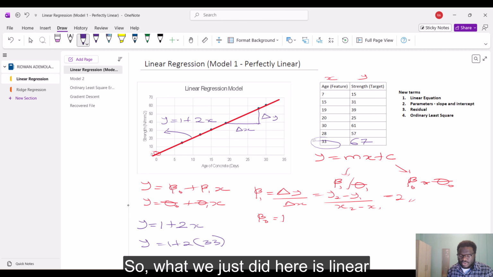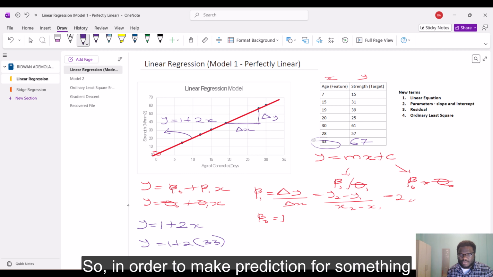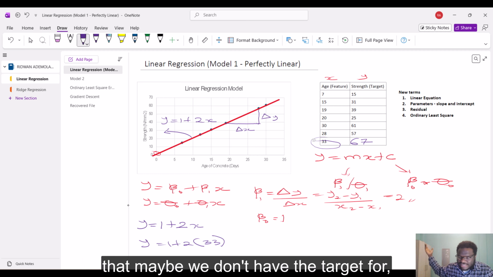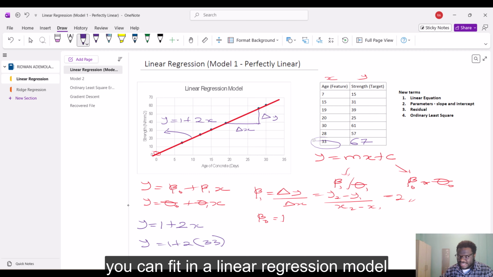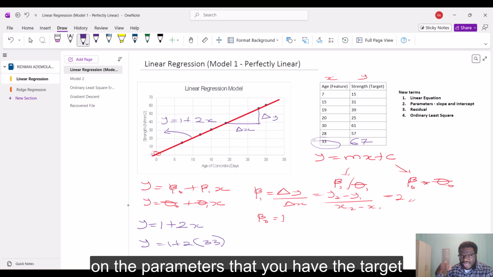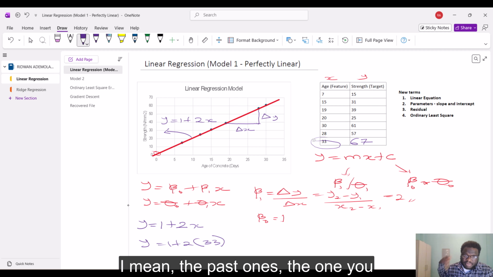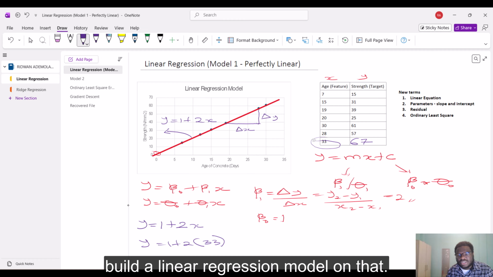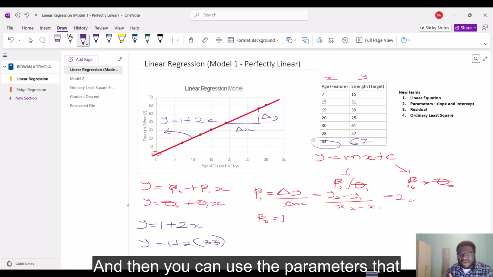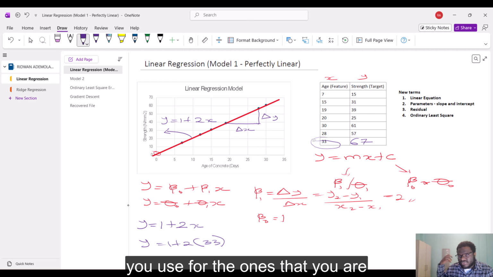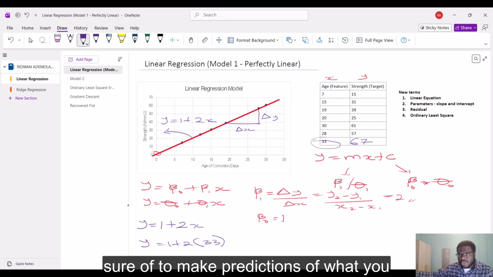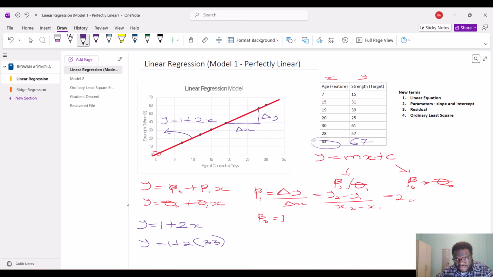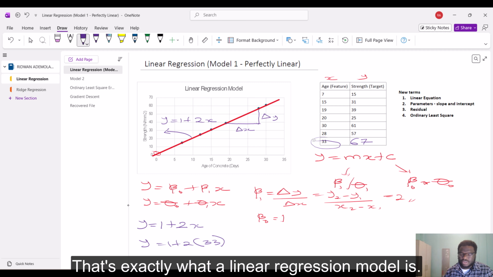All right, so what we just did here is a linear regression model. In order to make a prediction for something that maybe we don't have the target for, you can fit a linear regression model on the data that you have the target for. The past ones, the ones you are very certain of the results. You will build a linear regression model on that. And then you can use the parameters from the ones that you are sure of to make predictions of what you want to predict. That's exactly what a linear regression model is.